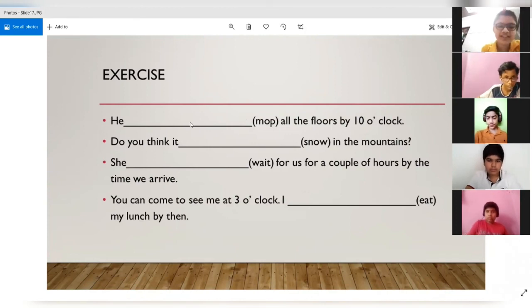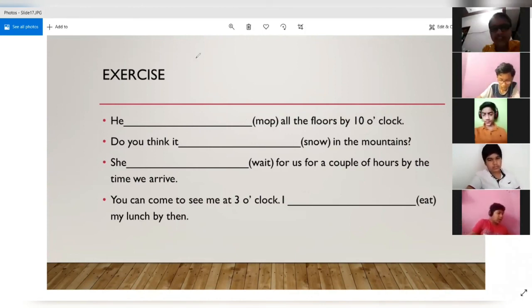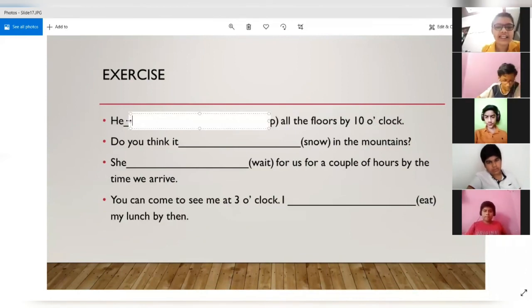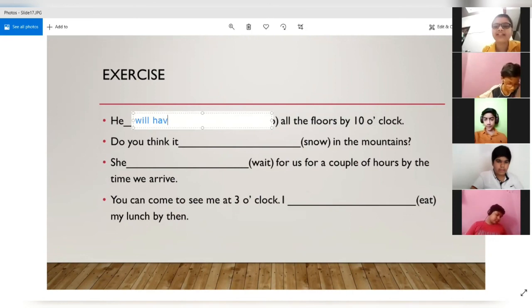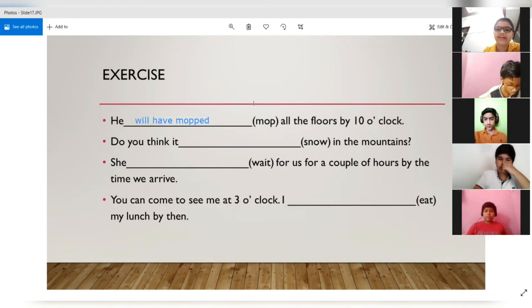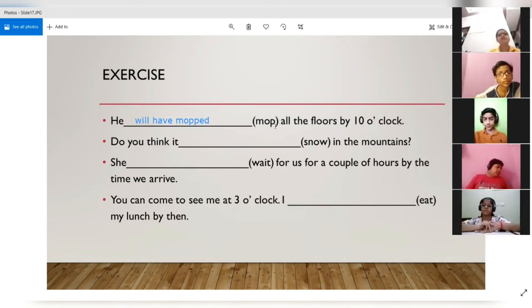Yes, sir. The answer will be, sir, he will have mopped all the floor by 10 o'clock. Yes. It will be will have, because mopped. Yes, sir, because the action will be completed by 10 o'clock. Yes. By 10 o'clock, the action will be complete because he will have mopped all the floors by that time, right? Good.